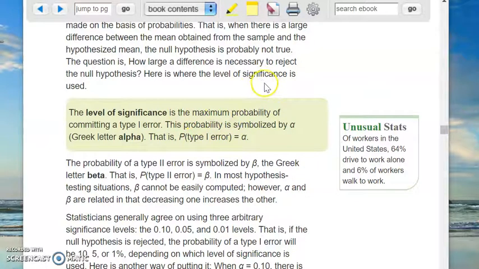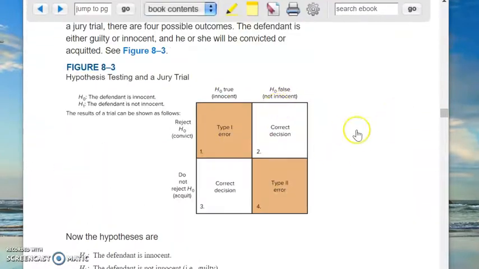All right, I may have said beta before. I apologize. The type 1 error is alpha. Okay, and the reason we use alpha is because it's too hard to calculate the beta. The type 2 error is too hard. But type 1 we can do.